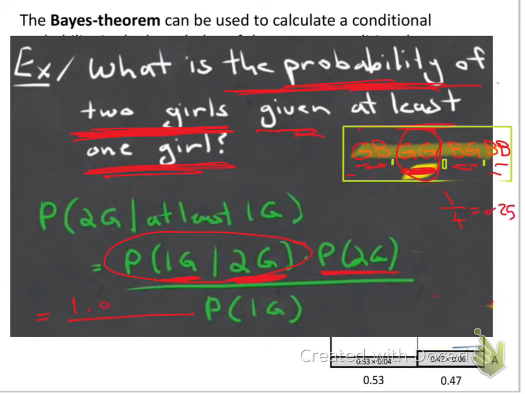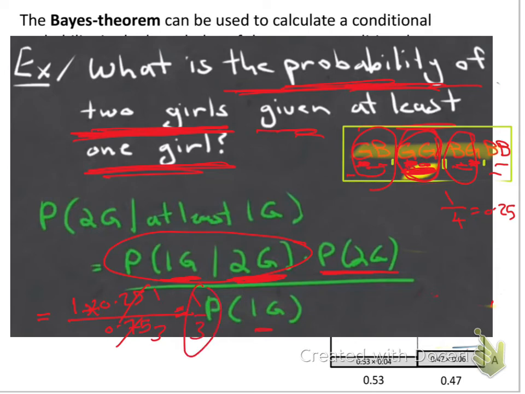So times 0.25, divided by the probability of having 1 girl. In this case, I have here at least 1 girl. Here there is 1 girl. Here there is 1 girl. Here there is 1 girl. Here I have 2, but at least I have 1. So 1 girl is applicable also here because I have at least 1 girl. So 3/4, which is 0.75. Then I just multiply them and I get the answer, which after simplifying is 1/3.